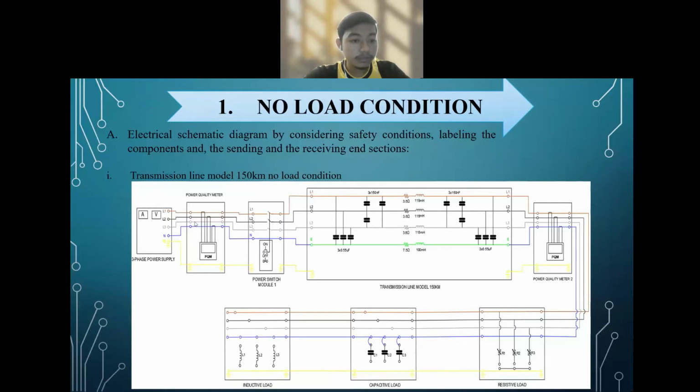First, from the three-phase power supply, go to the power quality meter and go to the power switch module 1 and through the transmission line model 150 kilometer and go to the power quality meter 2, read the value for receiving end and go to the resistive load, capacitive load and inductive load. The three loads are in the open circuit condition, which is no load.